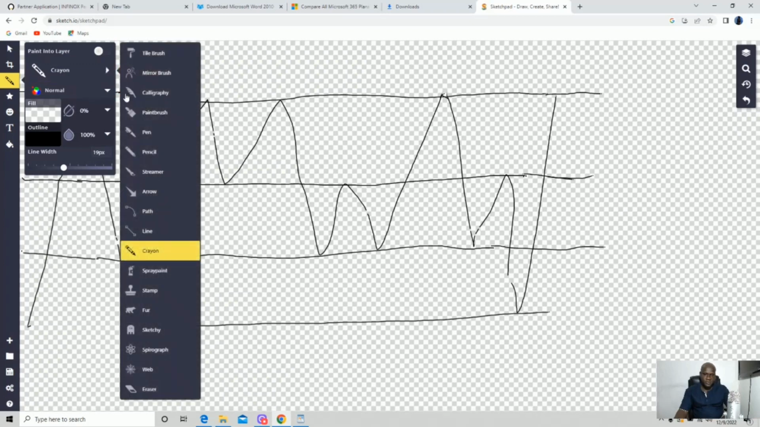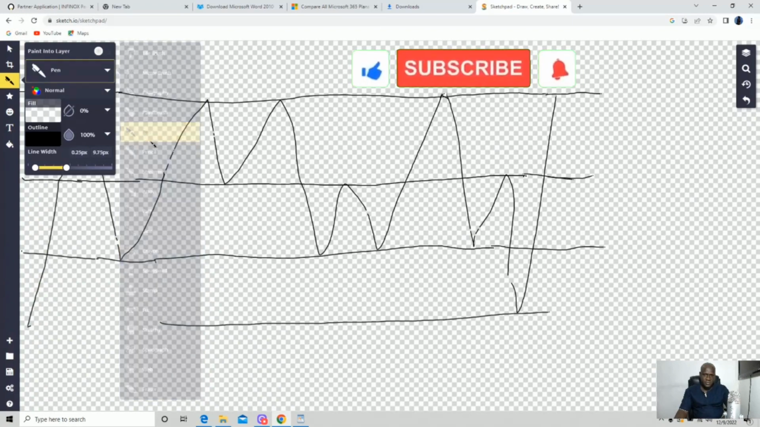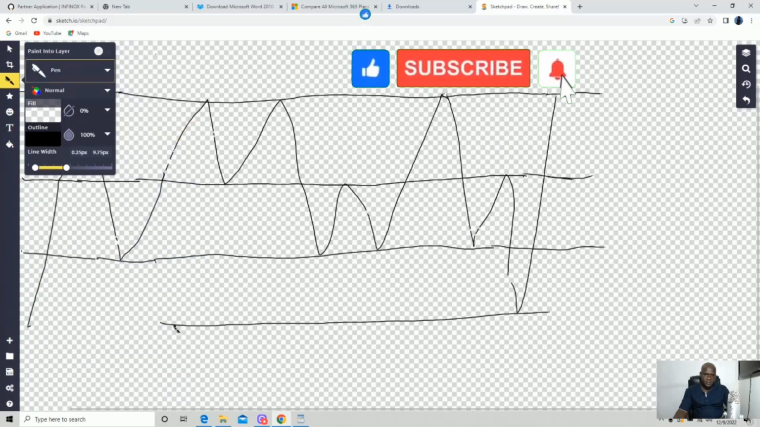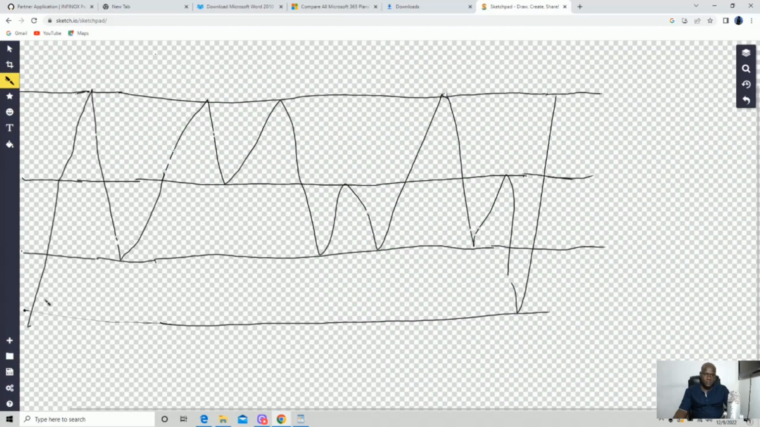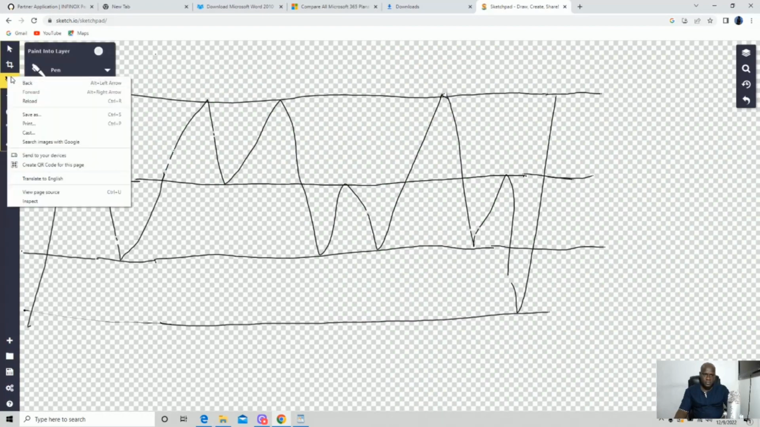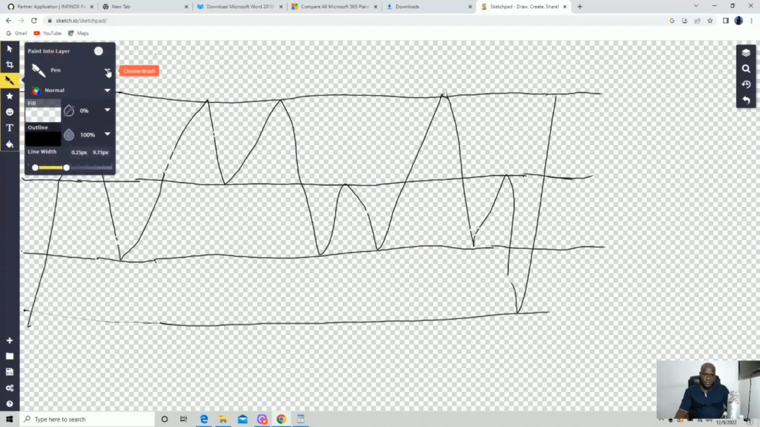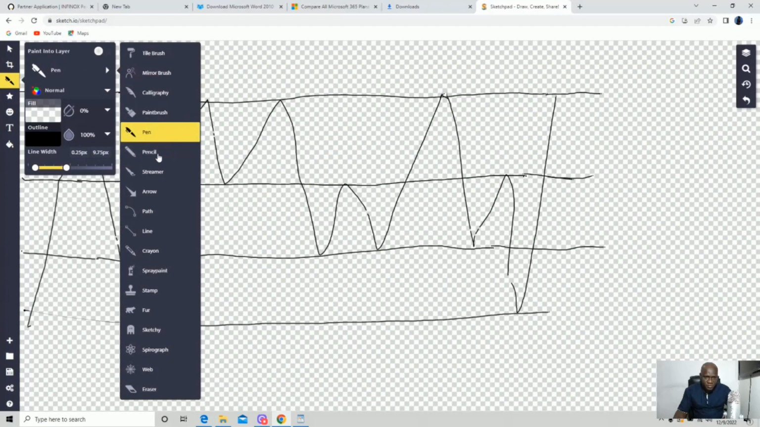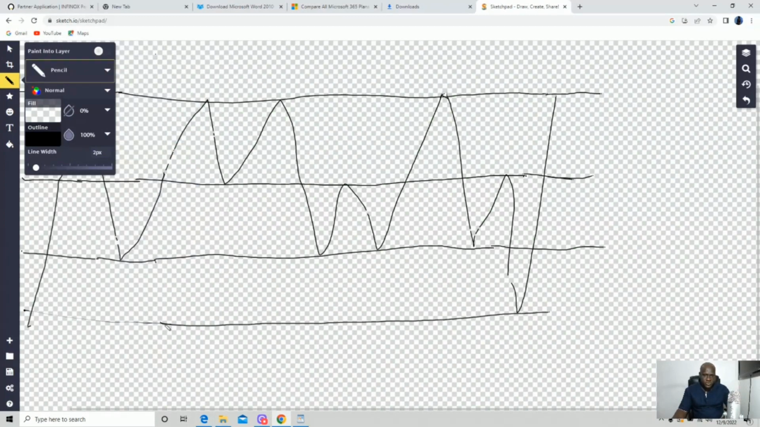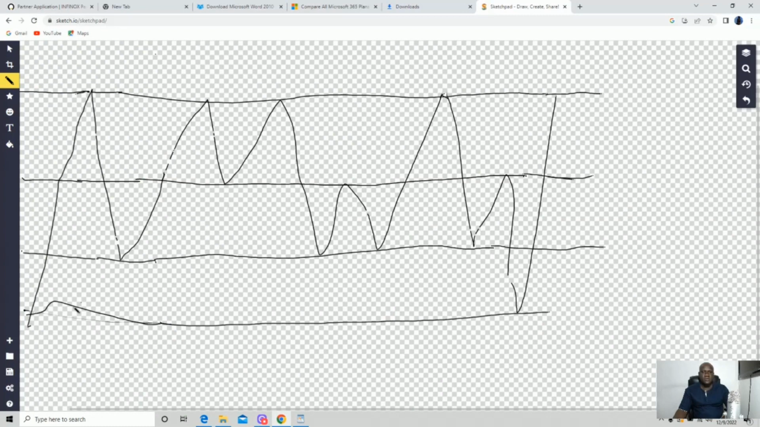Sorry, I'm supposed to pick my pen. That's not the right pen. I'm supposed to pick pencil. Okay, here we go. So this was a rough sketch, just for you guys to know.